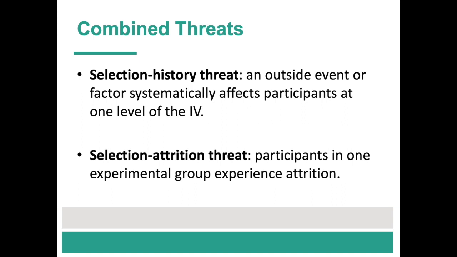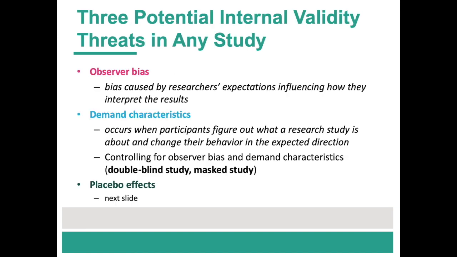All right, so those all apply particularly to the one group pre-test, post-test design. The selection history threat, the selection attrition threat, those apply more generally. And so do these three. So you have observer bias, you have demand characteristics, and placebo effects. So when it comes to observer bias, that's a bias caused by researchers' expectations actually influencing how they interpret the results.